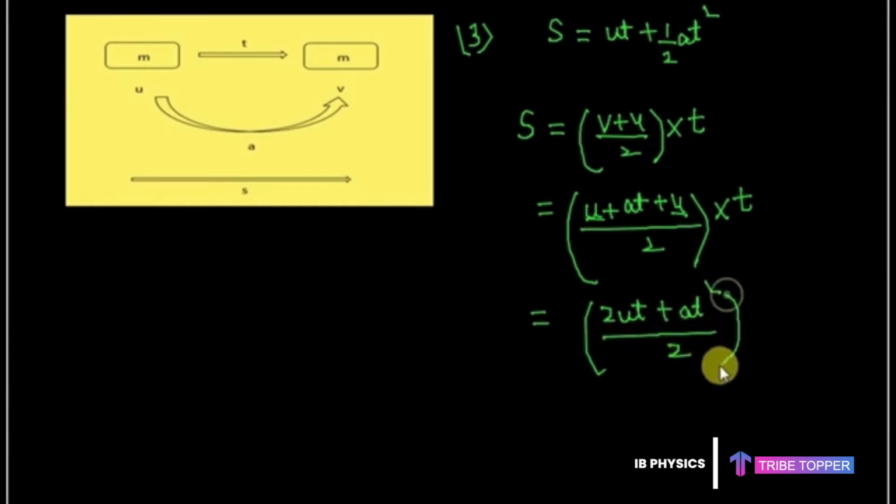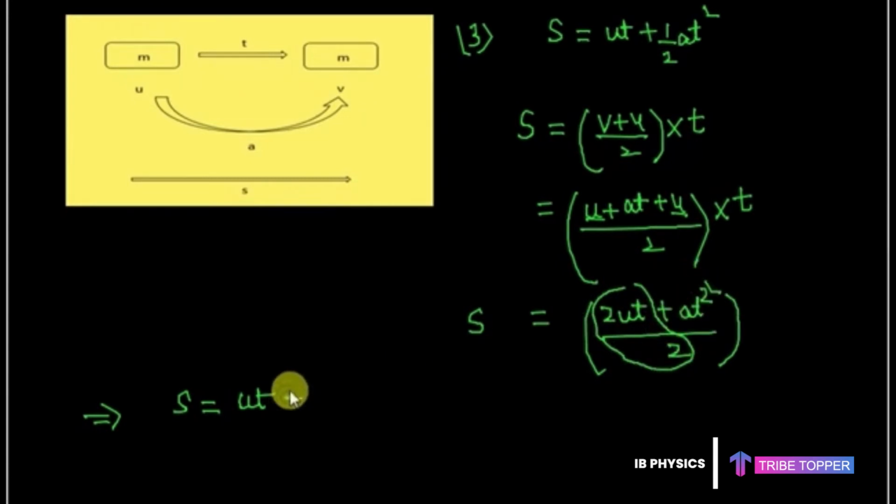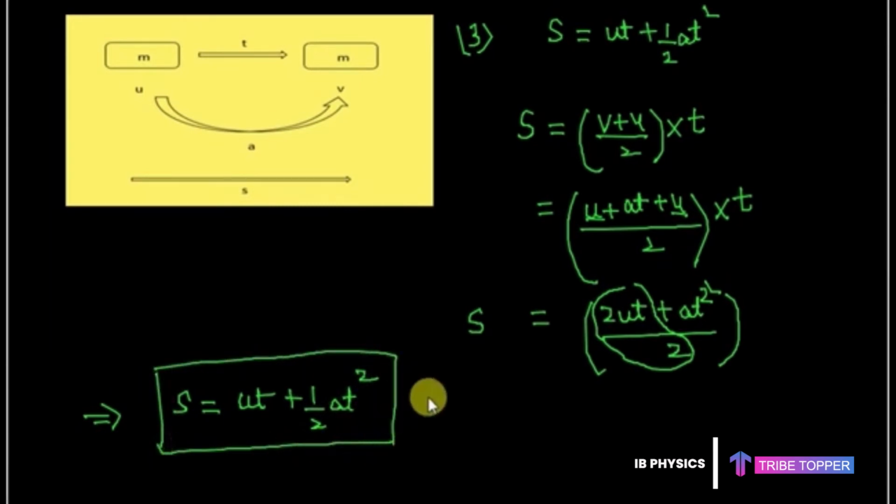So s is equal to this, and I can split these terms. I can write 2ut by 2 as ut, and at square by 2, so it's ut plus half at square. So we get the third equation of motion. So this was the simple analytical method of deriving the three equations of motion.